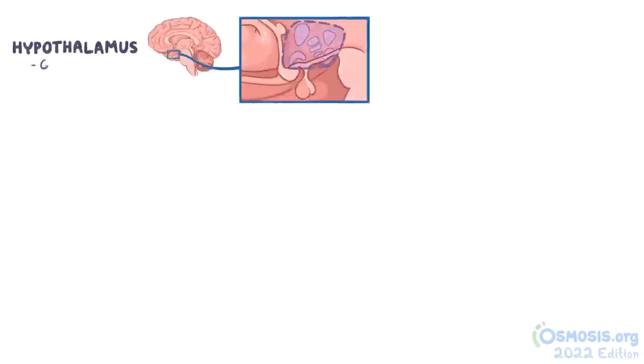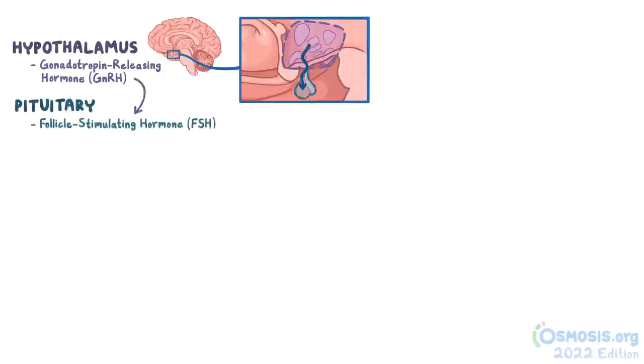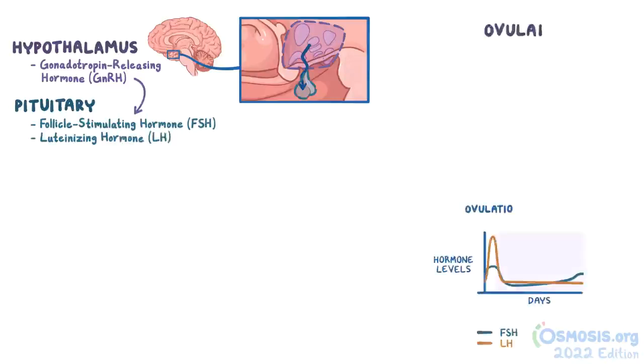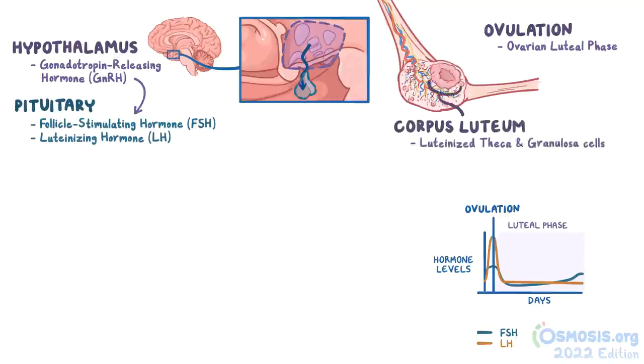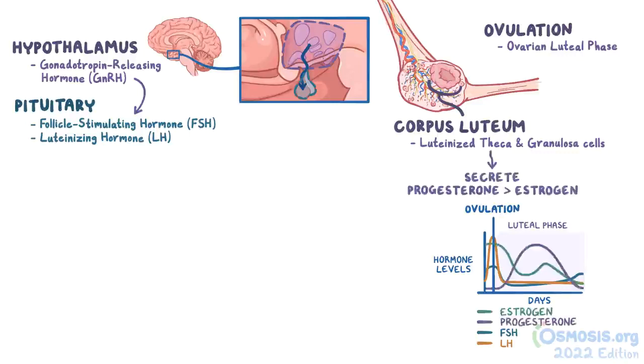The hypothalamus secretes gonadotropin-releasing hormone, or GnRH, which travels to the nearby pituitary gland and stimulates it to secrete two hormones, follicle-stimulating hormone, or FSH, and luteinizing hormone, or LH. During the 2 weeks following ovulation, which is referred to as the ovarian luteal phase, the remnant of the ovarian follicle becomes the corpus luteum, which is made up of luteinized theca and granulosa cells, meaning that these cells have been exposed to the high luteinizing hormone levels that occur just before ovulation. The luteinized cells secrete more progesterone than estrogen, and progesterone becomes the dominant hormone.